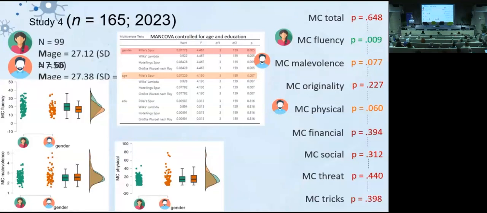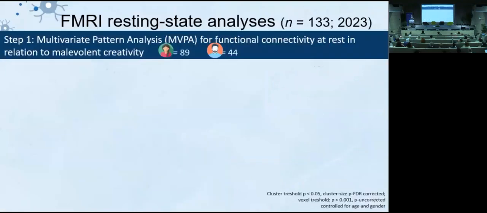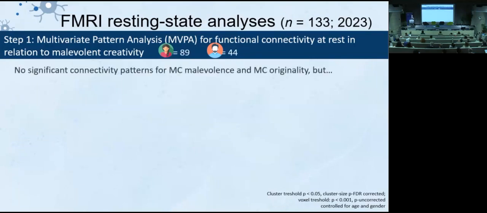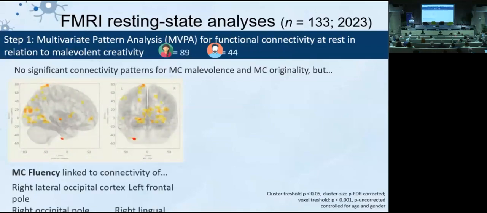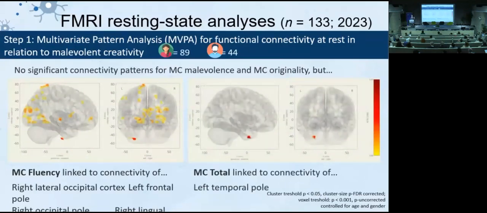Effects are weak. So what do we do if behavior is inconsistent? We move to the brain, of course. So as a first step, we ran a multivariate pattern analysis to see if malevolent creativity is generally related to resting state functional connectivity of the brain. We did not find significant patterns in general for malevolence and originality, but we found connectivity patterns for ideational fluency and for total malevolent creativity. Ideational fluency was linked to connectivity, for example, of the occipital pole, left frontal cortex, but also the lingual gyrus. And the composite score of malevolent creativity was linked to connectivity of the left temporal pole with the rest of the brain.